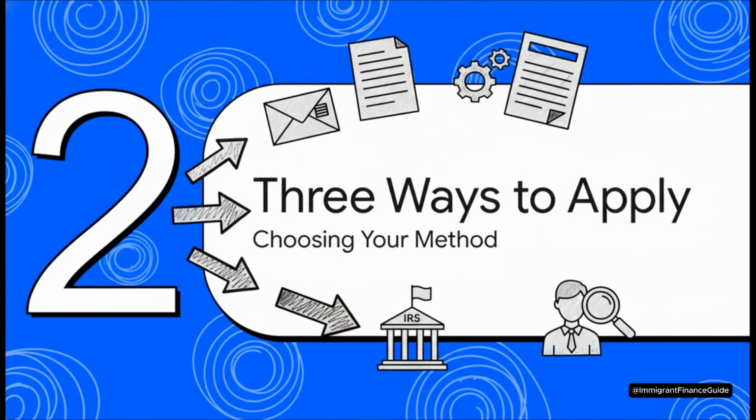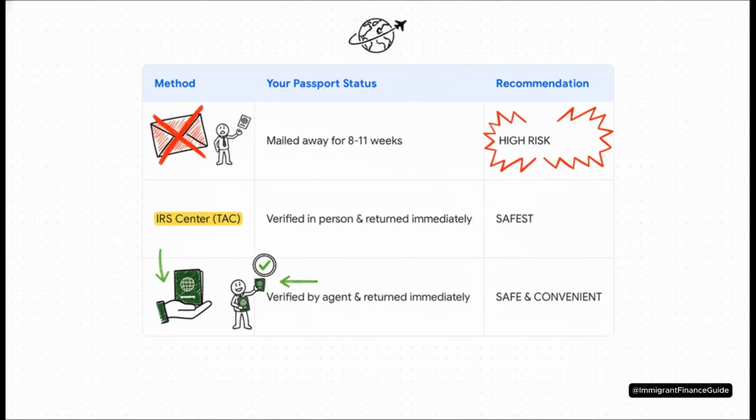All right, so you've got the form filled out. Now you have a decision to make. How are you actually going to submit it? You've got three main options. The biggest difference between these methods really comes down to one thing: the safety of your passport. You can apply by mail, but listen to this. It means sending your original passport away to the IRS for 8 to 11 weeks. That's a huge risk, right?